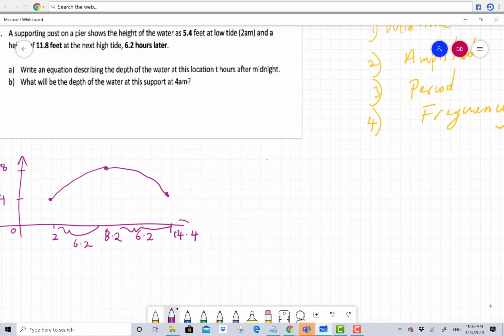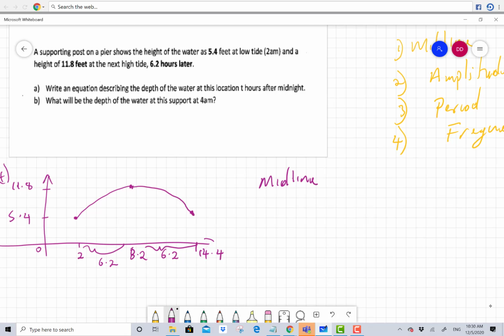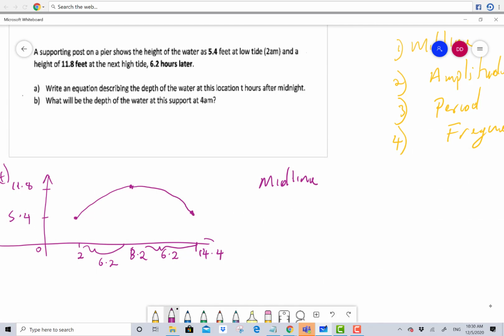Let's go through one by one. The first one we're going to look at is my midline. And from algebra 1, if you remember, y1 plus y2 divided by 2, x1 plus x2 divided by 2, the same process right here. We're finding the midline of the vertical axis, which is the y-axis. So it's going to be 11.8 plus 5.4 divided by 2. And if we add those two divided by 2, we're going to be given 8.6. So that's going to be my midline.